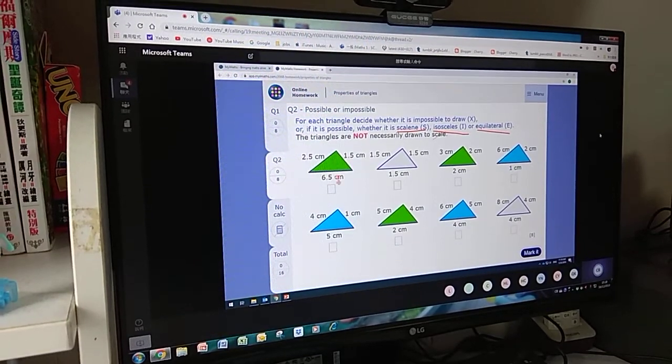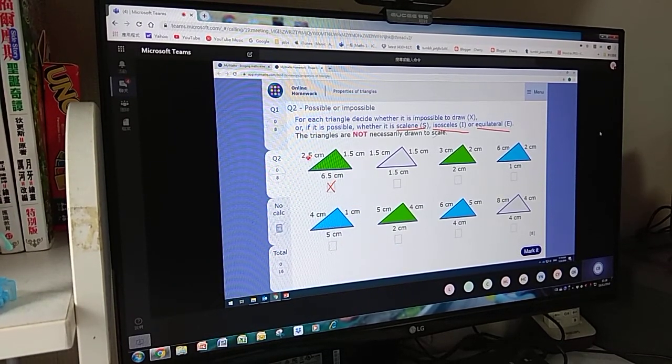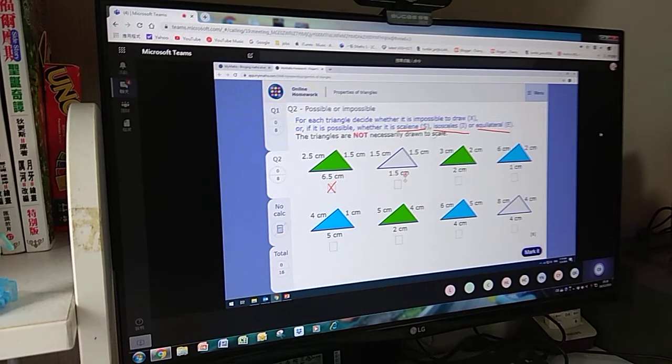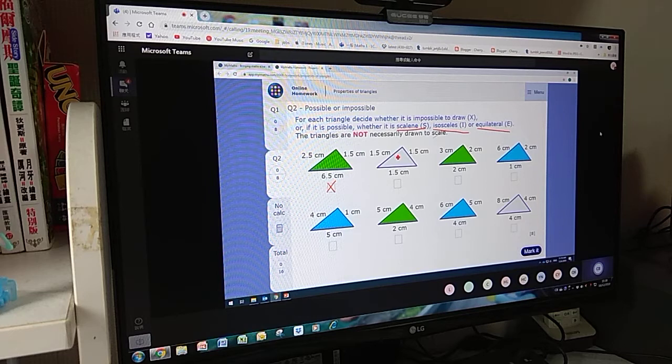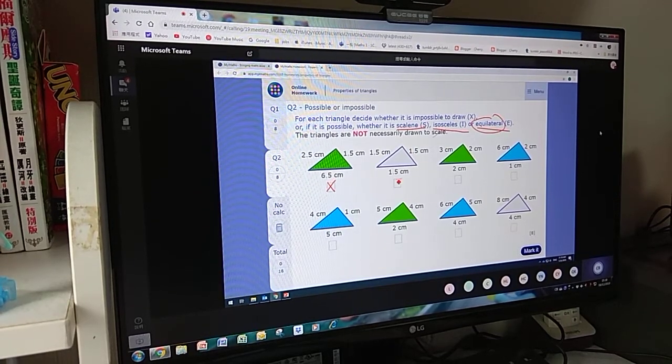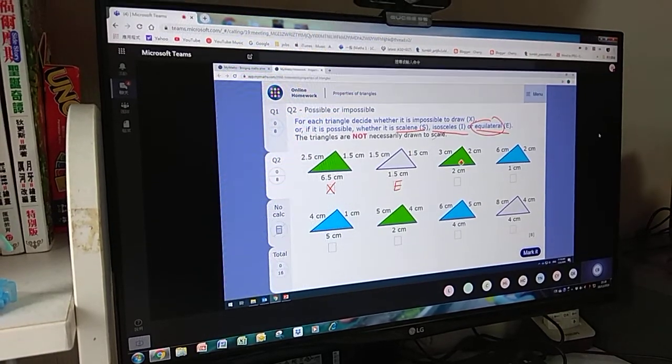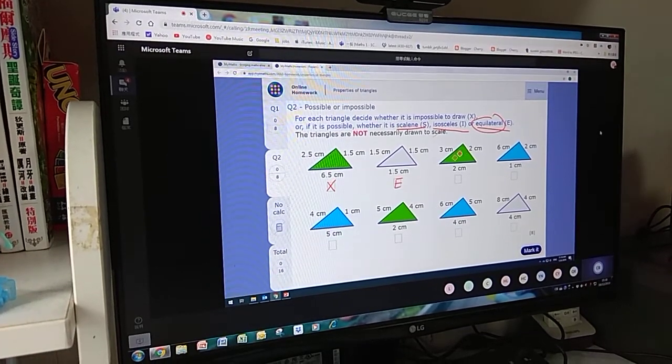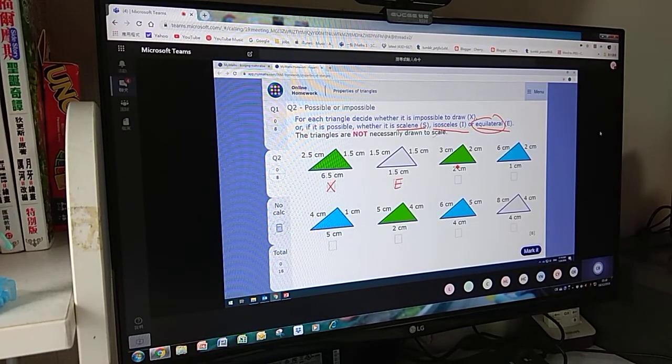For this one, it is not a possible triangle because 2.5 plus 1.5 is smaller than 6.5. It's not possible to form the triangle with the dimensions shown here. So this one is a possible triangle, and you can see the three sides are equal. So here it should be E. And then this one is also a possible triangle with two sides equal. So I write an I here.